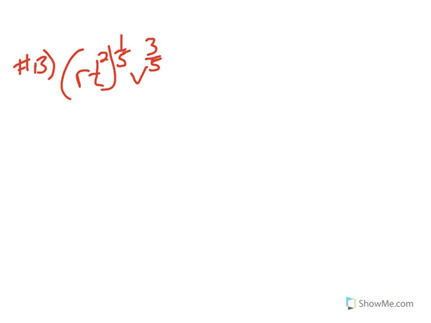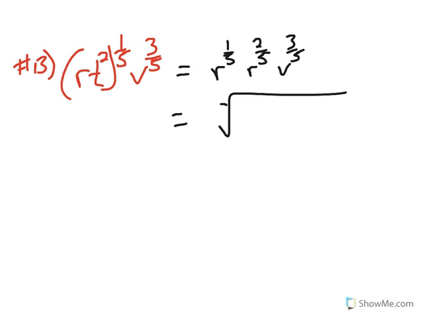Number 13, the directions: express using radicals. Well, what you see in parentheses, r times t squared to the 1/5, using the power of a product property, we could write it as r to the 1/5 times t to the 2/5 times v to the 3/5. Now, to change this to radical form, since each denominator in the exponent is a 5, we can say the 5th root, and then r to the first.